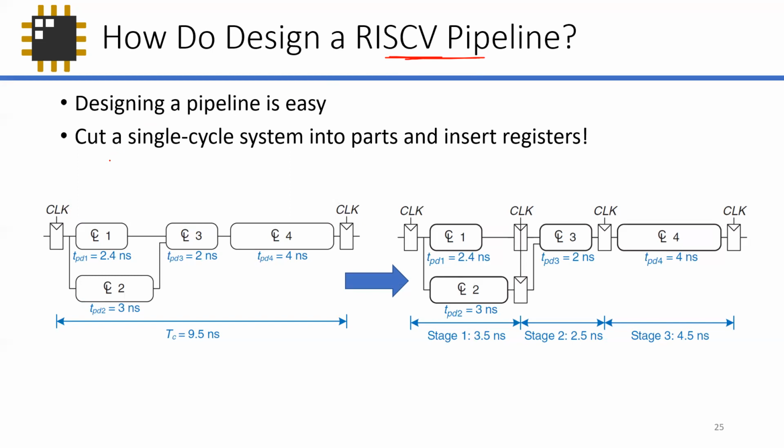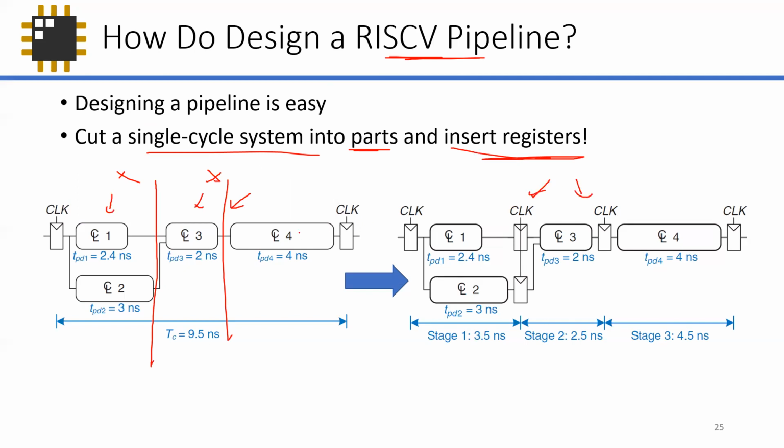So designing a pipeline is easy, as you've seen earlier. You cut the single cycle system into parts. So this is your single cycle system. You cut over here, you cut over here, and then just insert registers. Did we change anything with the combinational logic? Nope, we did not change anything. You just get the single cycle, cut it into stages, and then insert those registers. Done.